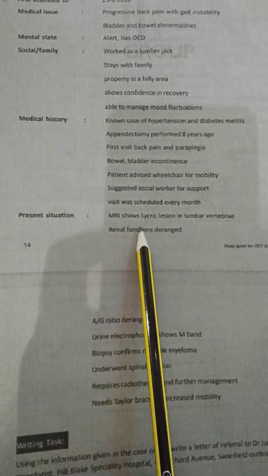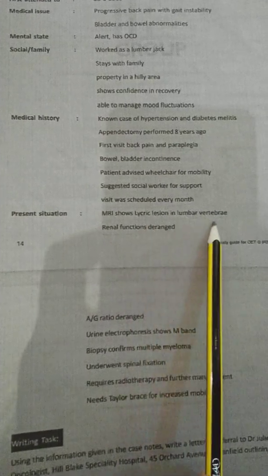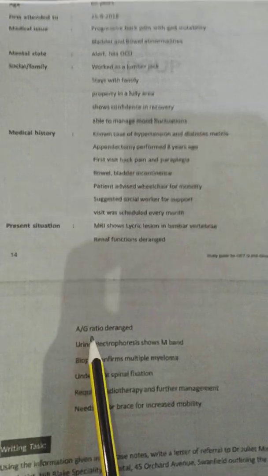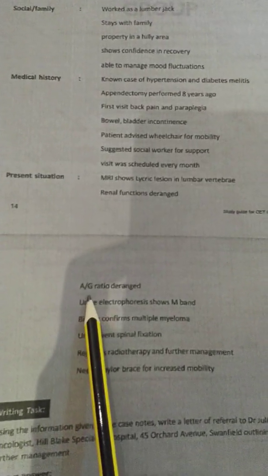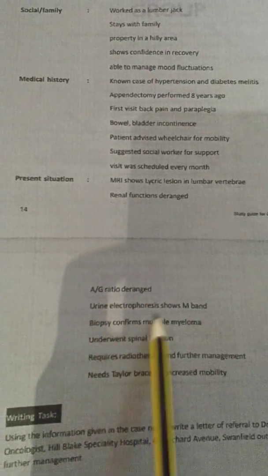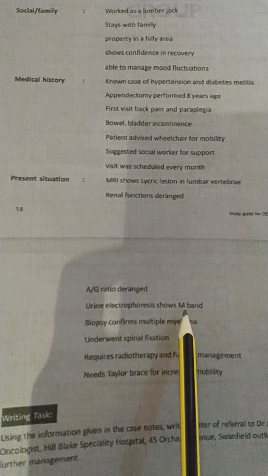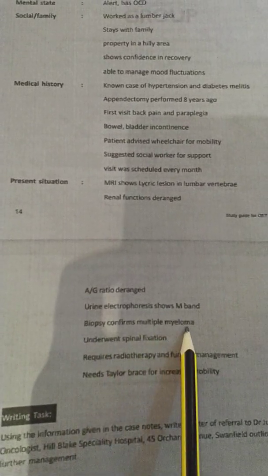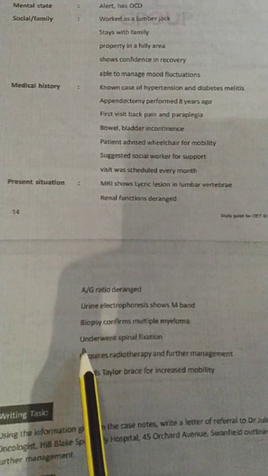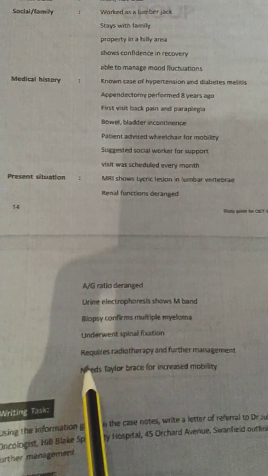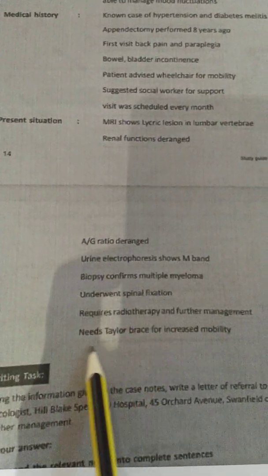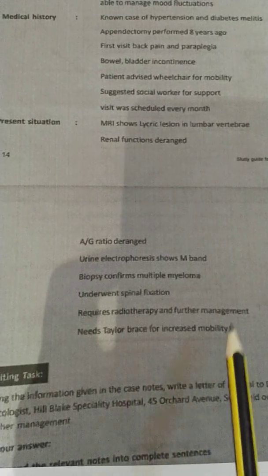Then present situation: MRI shows lytic lesion in lumbar vertebrae and renal functions are deranged. Then albumin globulin ratio also deranged. Then urine electrophoresis shows M-band and biopsy confirms multiple myeloma. That's why we are referring to the oncologist. Then he underwent spinal fixation. Then he requires radiotherapy and further management. Needs tailor brace for increased mobility.